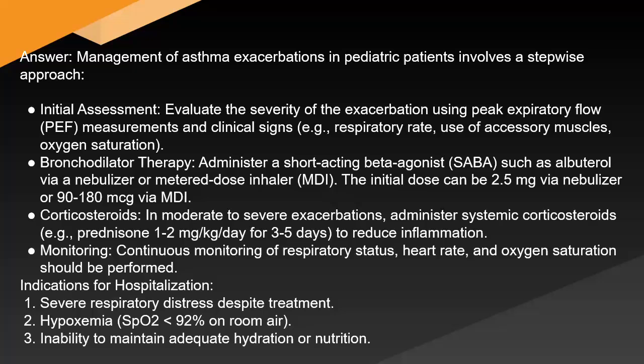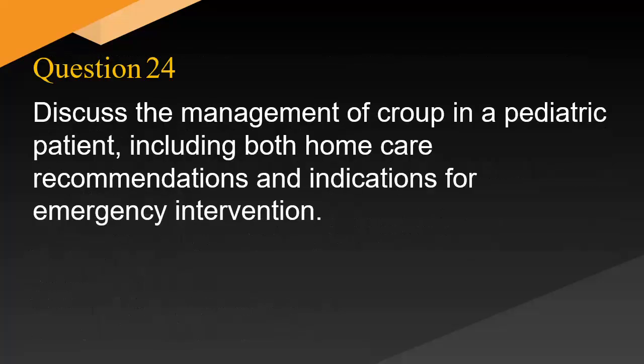Corticosteroids. In moderate to severe exacerbations, administer systemic corticosteroids, e.g. prednisone, for 3 to 5 days to reduce inflammation. Monitoring: continuous monitoring of respiratory status, heart rate, and oxygen saturation should be performed. Indications for hospitalization: severe respiratory distress despite treatment, hypoxemia, SpO2 below 92% on room air, inability to maintain adequate hydration or nutrition. Discuss the management of croup in a pediatric patient, including both home care recommendations and indications for emergency intervention.